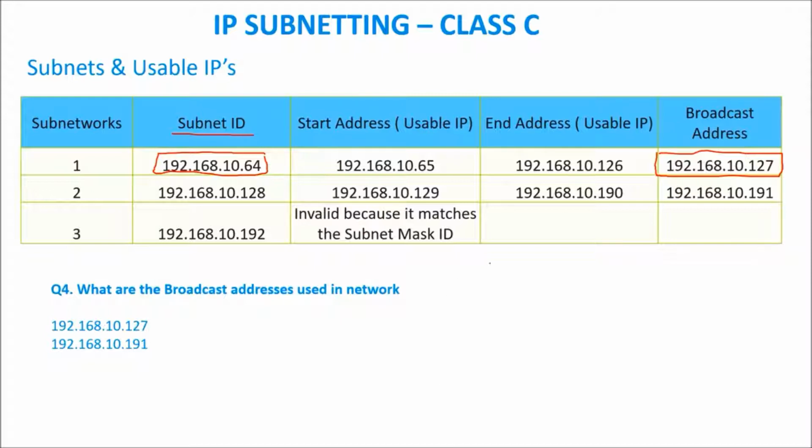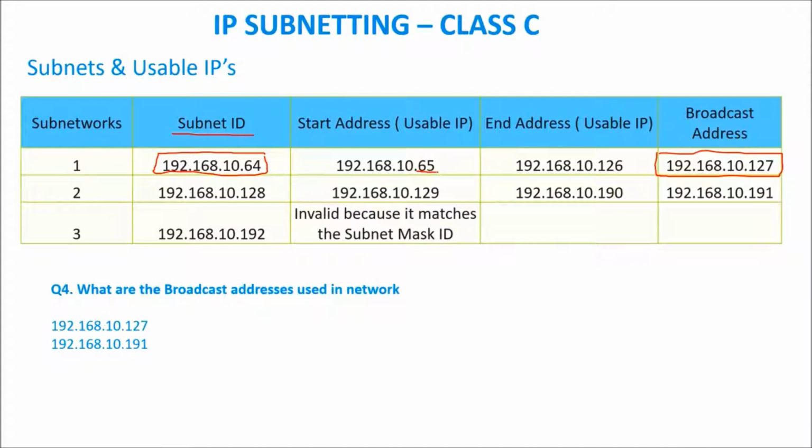How to form the table? In a simple way, how I used to form it is, we take the subnets allowed for this particular calculation. It was mentioned like 192.168.10.64 and the second subnet is 192.168.10.128. After this 64, the first IP will be the next IP. So the first usable IP is 65.